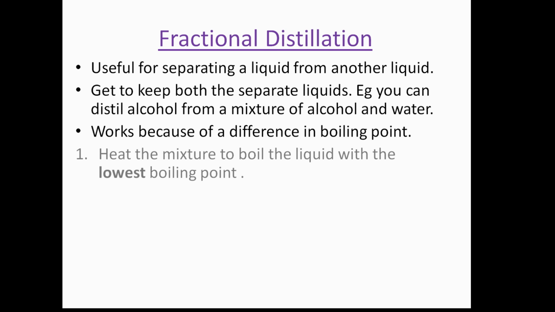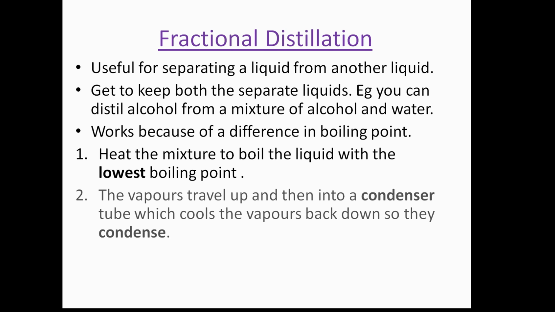So it works because of a difference in boiling point, and what happens is you heat the mixture to boil the liquid with the lowest boiling point. For example, if you've got alcohol and water, alcohol boils at about 78 degrees Celsius, so you heat the liquid to 78 degrees Celsius and the alcohol will boil off, but not the water. The alcohol vapors will then travel up your reaction vessel, which I'll show you a picture of in a second, and then down into a condenser tube.